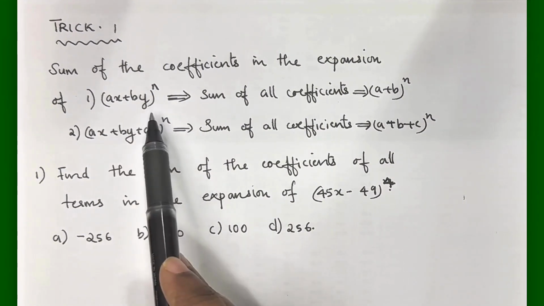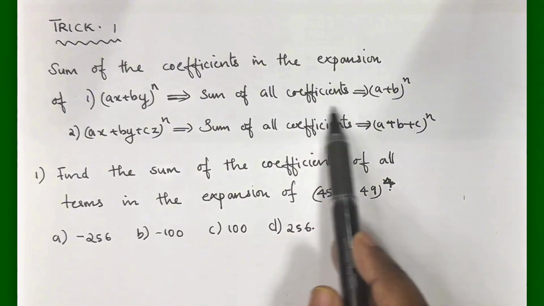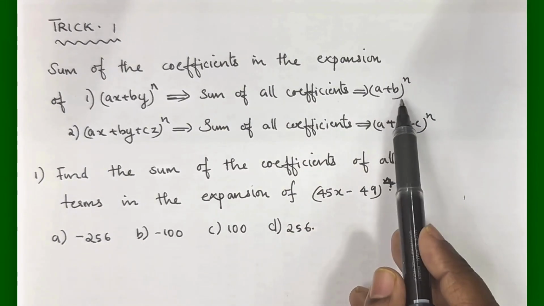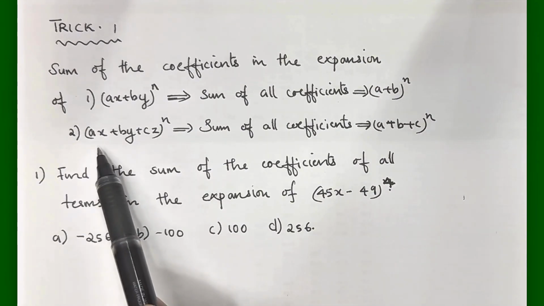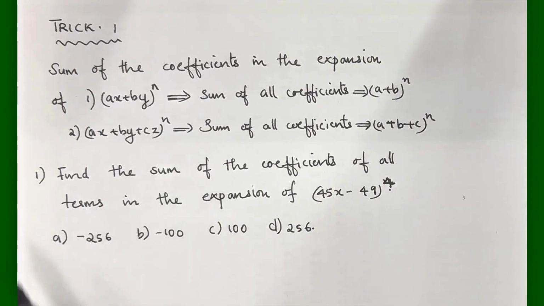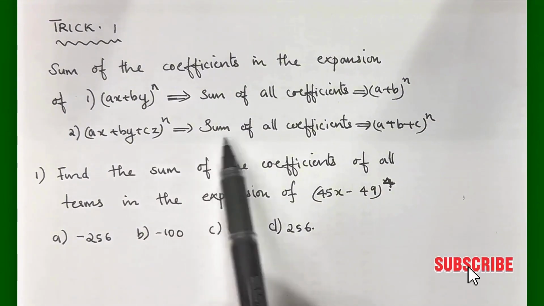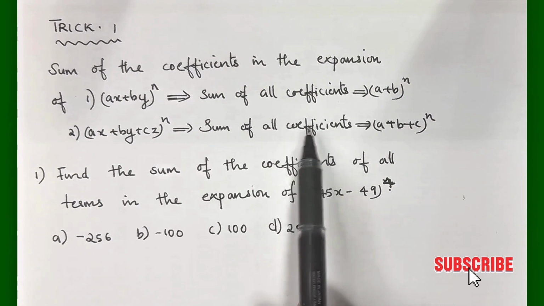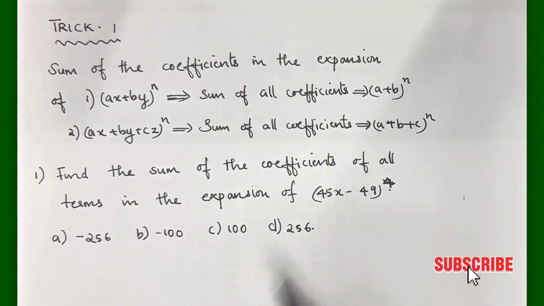To find the sum of all the coefficients, we just need to calculate the sum of all the coefficients of this form, (a + b)^n. If there are three terms like (ax + by + cz)^n, the sum of all the coefficients is (a + b + c)^n. Find the sum of the coefficients and raise it to the power of n.